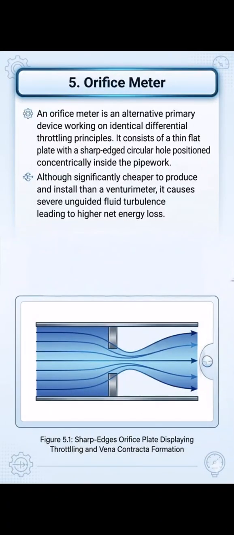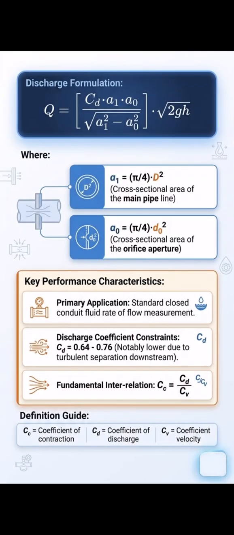Orifice meter. An orifice meter is an alternative primary device working on identical differential throttling principles. It consists of a thin flat plate with a sharp-edged circular hole positioned concentrically inside the pipe. Although significantly cheaper to produce and install than a venturimeter, it causes severe unguided fluid turbulence, leading to high net energy loss. Discharge formulation: Q is equal to Cd A1 A0 by root over (A1 square minus A0 square) times root 2gh.